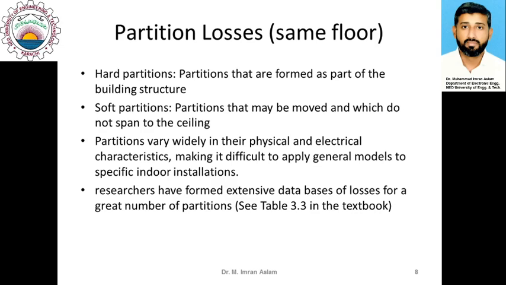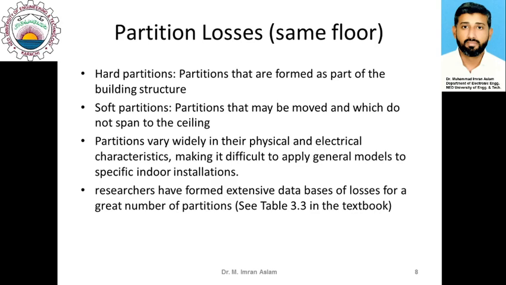The problem is that these partitions can be made of different structures. For example, in a certain environment the partitions are made of aluminium, and in another environment the partitions are made of wood, or in some cases the partition may be made of glass. All these three partitions would behave differently for indoor propagation. So the material which is used to make the partition also causes significant variations in the propagation.